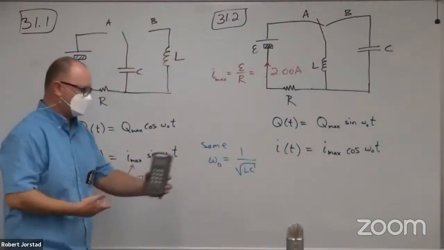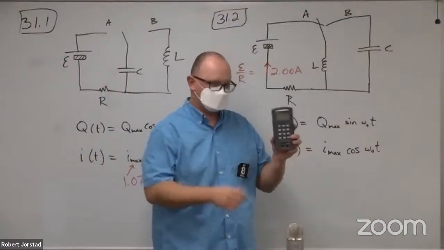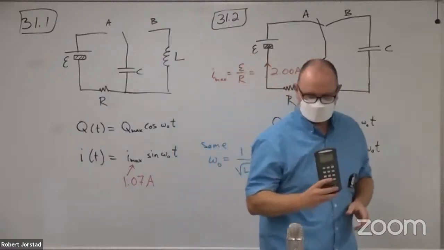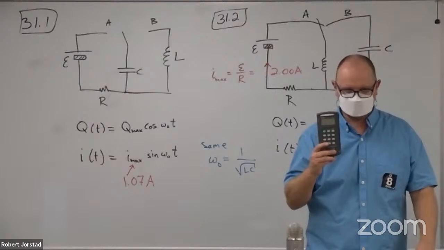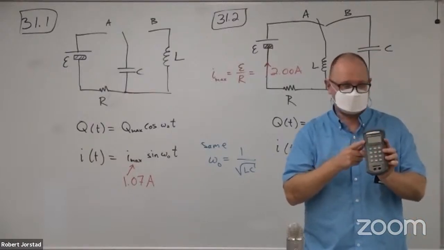This device is an LCR meter. I forgot to bring the cables. But you can literally plug this in, and it'll measure L for you and C for you. And how do you think it does that? How do you think this thing can measure these? It has a little oscillator inside of here, right?